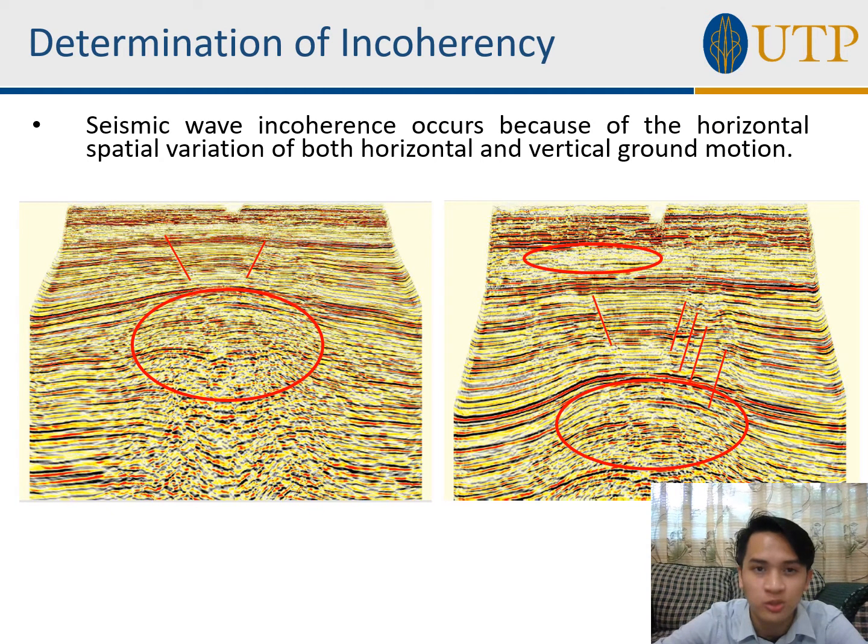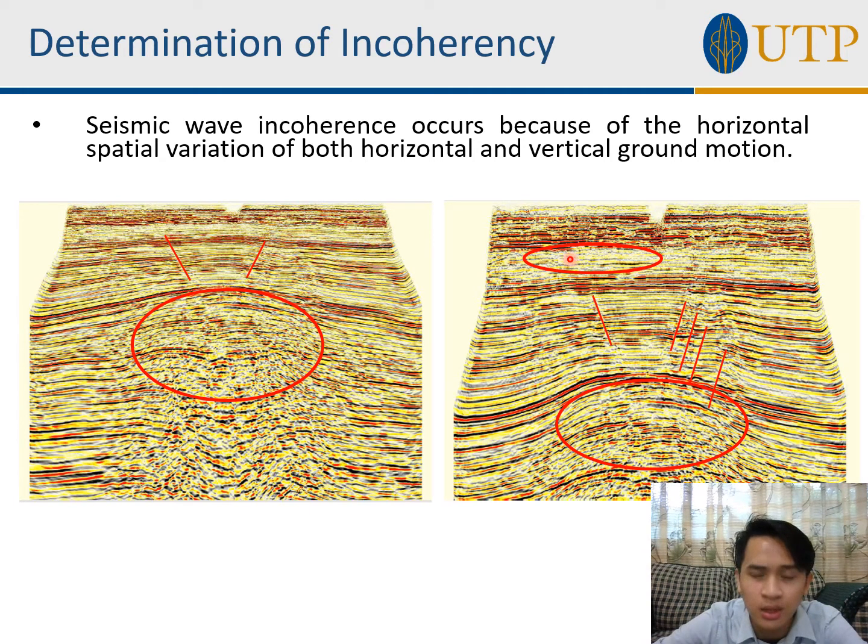First and foremost, what is incoherency? Incoherency is defined as seismic wave incoherence that occurs because of the spatial variation of both horizontal and vertical ground motion. There are several features that contribute to the incoherency, such as fault lines, loss of amplitude, and gas cloud. As observed in the seismic section here, there is a sudden loss of amplitude where it is supposedly a continuous layer of high amplitude.